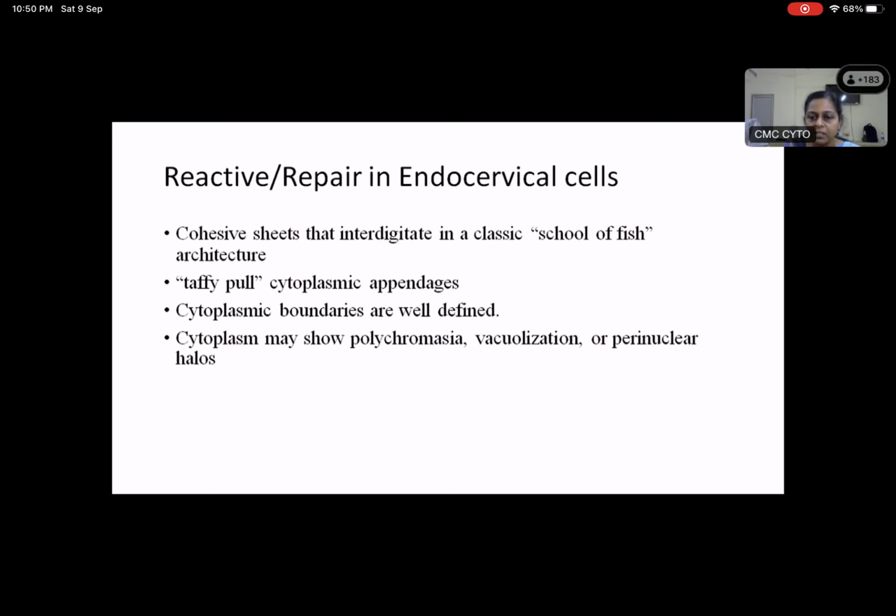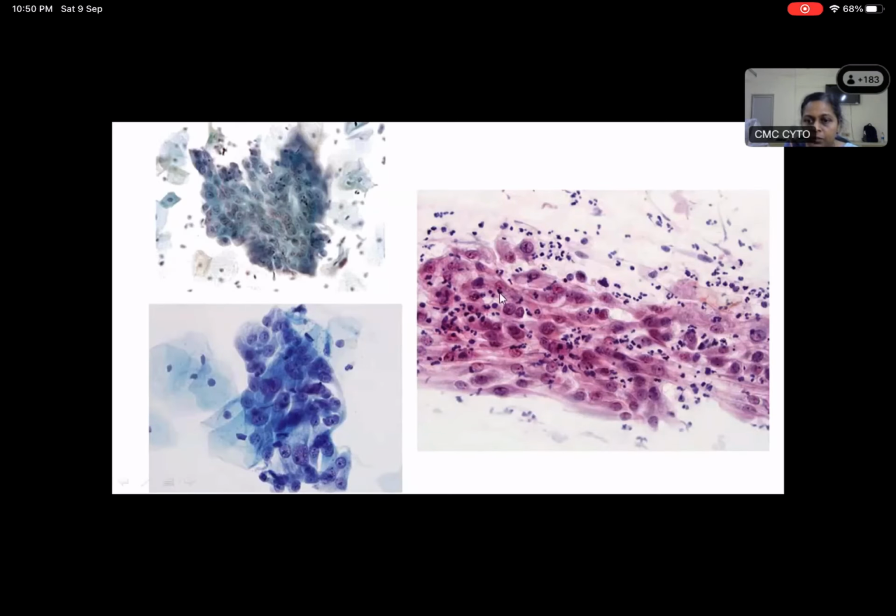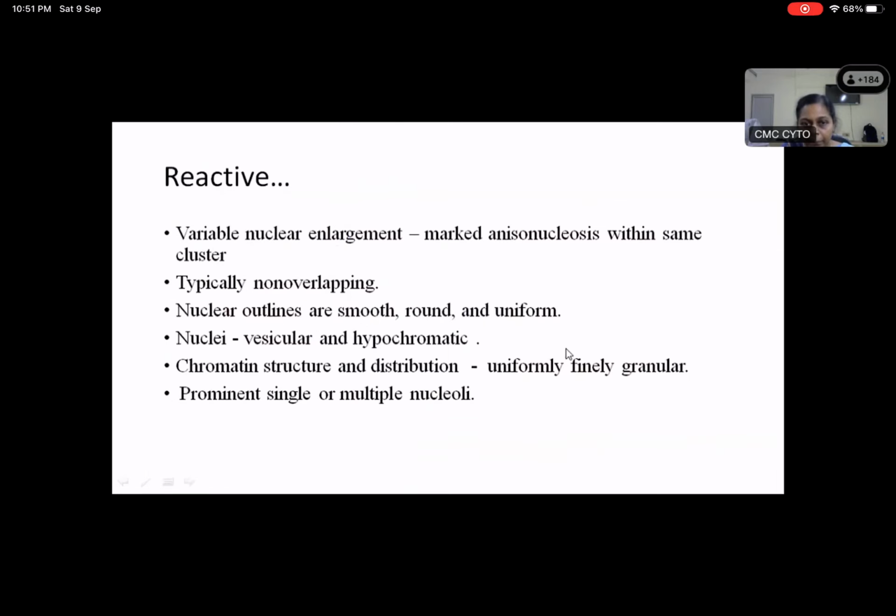Textbook gives us a very clear picture of this. It is supposed to be the interdigitating school of fish appearance, or it is a mechanical pull apparently while processing. So the cytoplasmic appendages get pulled, and that is called a taffy pull appearance. So this is supposed to be the architecture of a reactive cervical group. We may not always see this architecture, but you can see again there are a lot of neutrophils in the background and also intracytoplasmic, and there are nucleoli which are very clearly visible within these clusters. So this is how you recognize endocervical cells which are showing reactive or repair features.